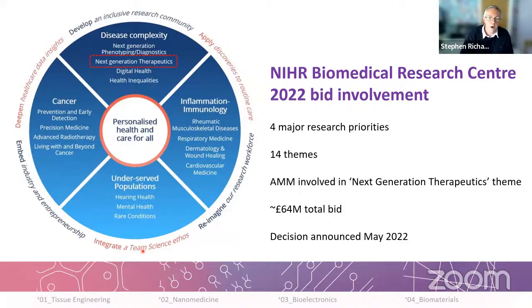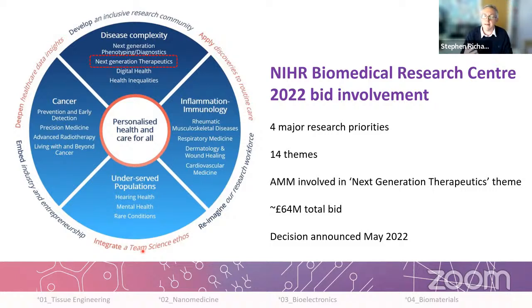As I mentioned before, we also work with members of the BRC, and Julie in particular has been involved with MAHSC in the disease complexity research priority area. And AMM is involved in the next generation therapeutics theme of the new BRC bid that's currently in at the moment. That's around £64 million in total for that bid. And the decision should be announced sometime, I think, in May or June.